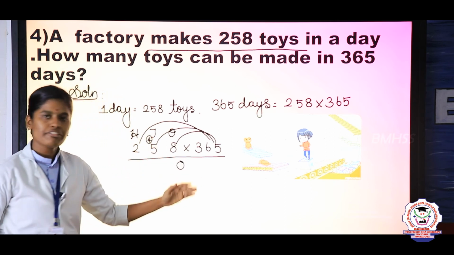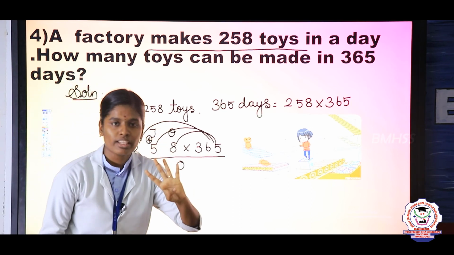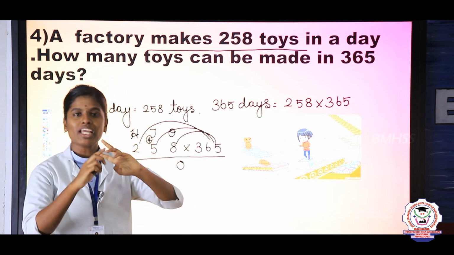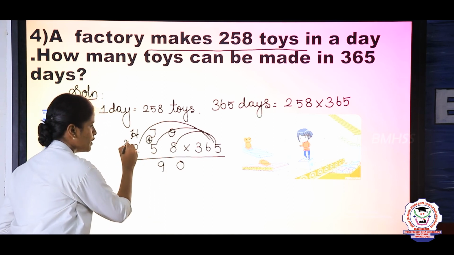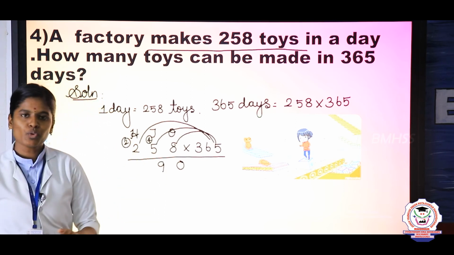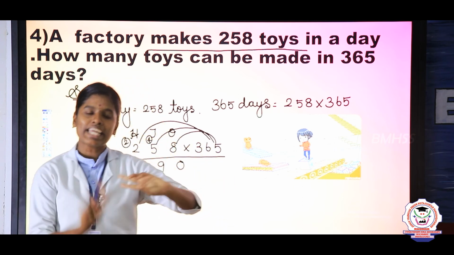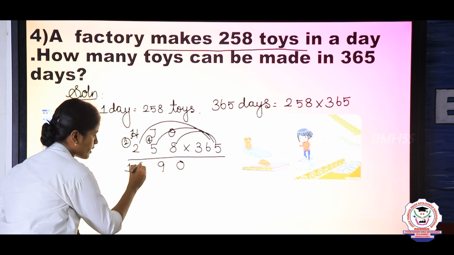Next take 5 5s are 25. Keep 25 in the mind, 4 in the finger. 25 after, 26, 27, 28, 29. So the answer is 29. 9 carry 2. Next take 5 2s are 10. Keep 10 in the mind, 2 in the finger. 10 after, 11, 12. So write the answer 12.